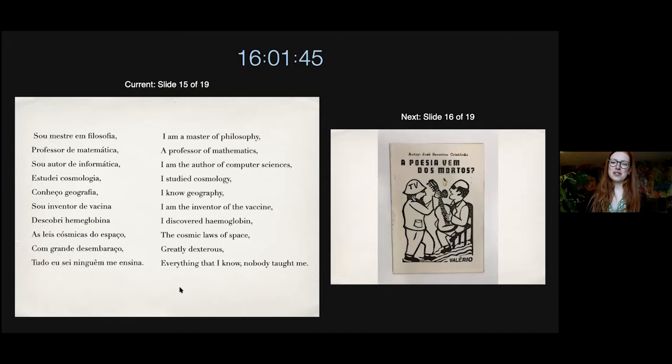So this poet improvises, I am a master of philosophy, a professor of mathematics. I am the author of computer sciences. I studied cosmology. I know geography. I'm the inventor of the vaccine. I discovered hemoglobin, the cosmic laws of space, greatly dexterous. Everything that I know, nobody taught me. So we do have this idea of study, but also he's situating himself in a system which is not part of sort of official education.